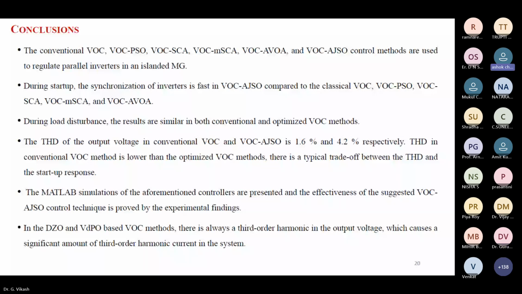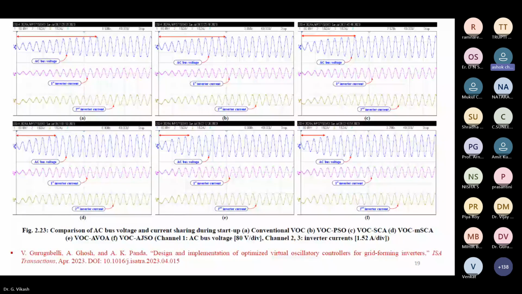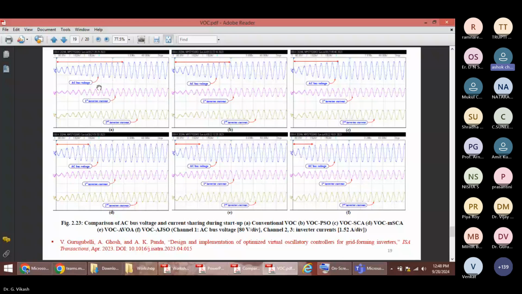Sir, are there any results showing the transition from the grid directly to the load? Like two inverters running on the grid and shifting to the load dynamically. How is the response? Actually, I have worked only on islanding mode. I have considered two inverters which are not connected to the grid.